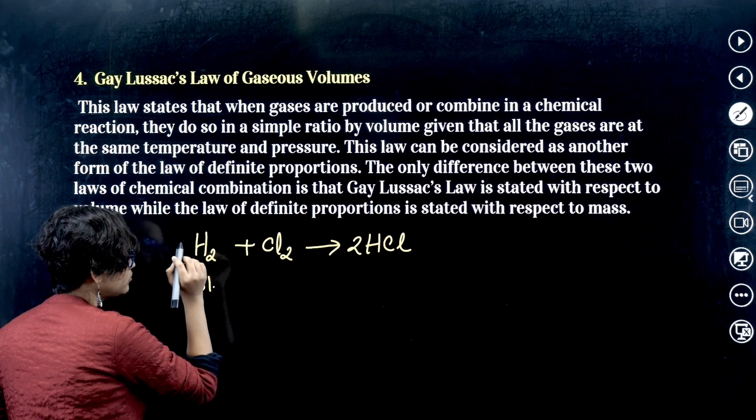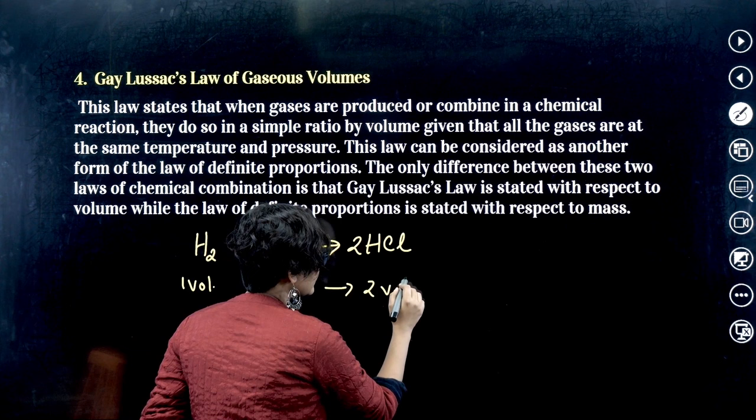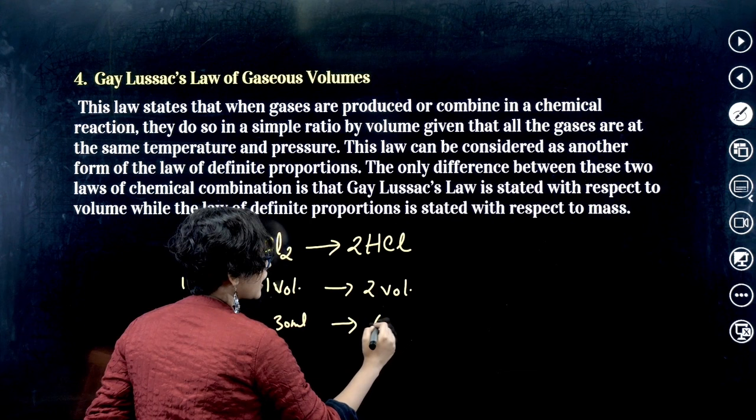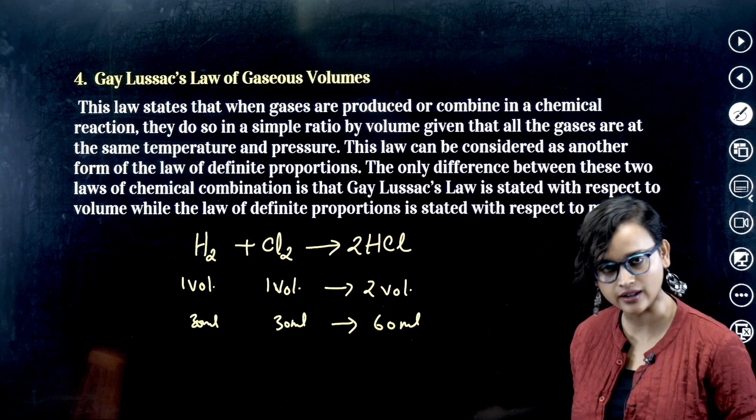One volume of H2 plus one volume of Cl2 is giving you 2 volumes of HCl. Am I right? That means that if I take 30 ml of hydrogen and 30 ml of chlorine, I must get 60 ml of HCl. That's all that they mean here. If I take 30 here and 30 here, then I must get the 60 here. This is all that it means. And finally, we are reaching there.